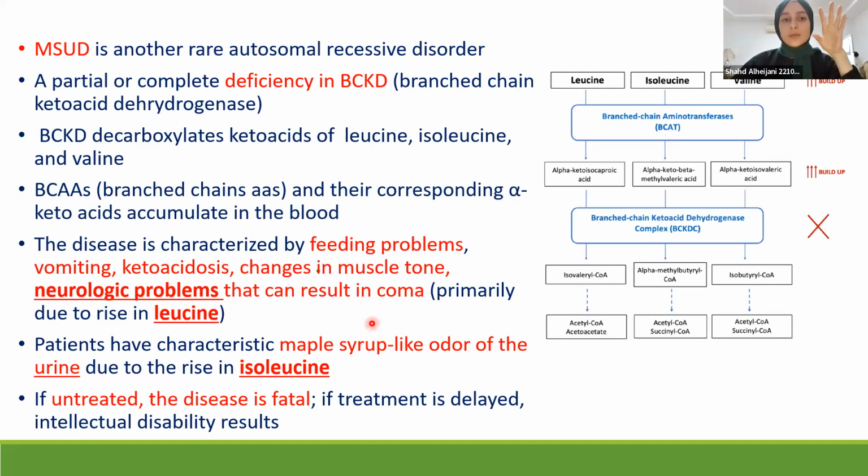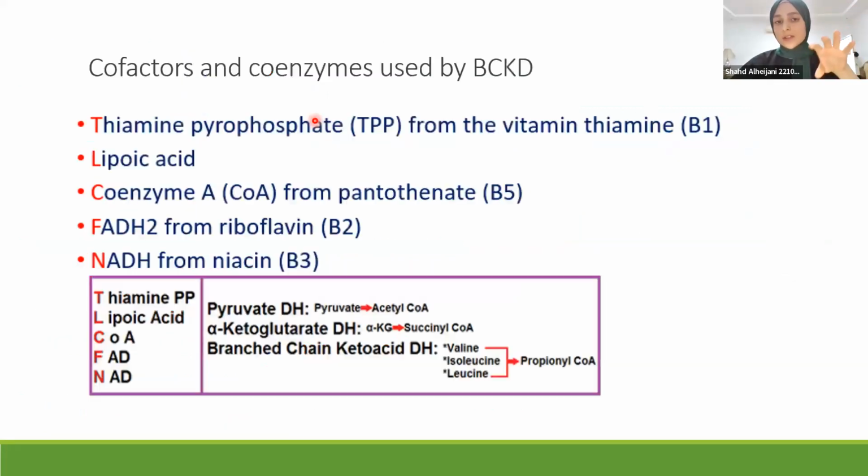Okay, so we said maple syrup urine disease is due to deficiency in branched chain keto acid dehydrogenase. What is important about this enzyme is it needs 5 main coenzymes or cofactors. The famous mnemonic for these is "Tender Loving Care For Nancy," or whatever you like, really. Branched chain keto acid dehydrogenase needs those 5 coenzymes, which are B1, B2, B3, B5, and lipoic acid. B1 is thiamine pyrophosphate, B2 is FAD, B3 is NAD, B5 is coenzyme A, and lipoic acid.